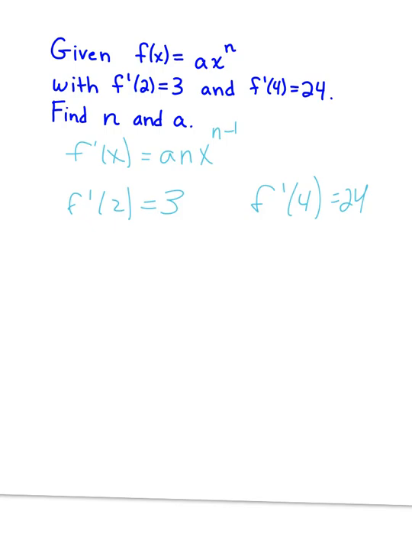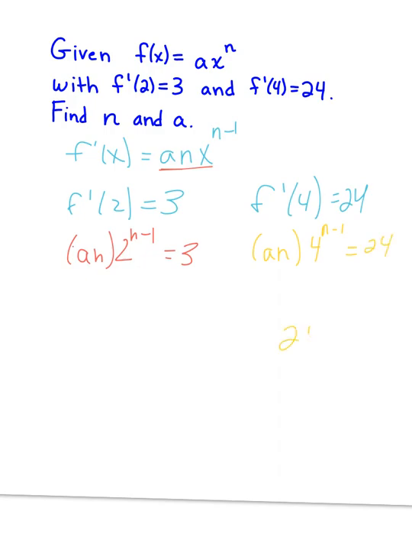So just rewriting, what we're saying is we have the definition of the derivative here. So we know that a times n, I'm just going to put in parentheses, now our base was 2 here, 2 to the n minus 1, that should equal 3. And then over here, our derivative function, which is really a times n, and then here x is 4, so 4 to the n minus 1, that should equal 24.